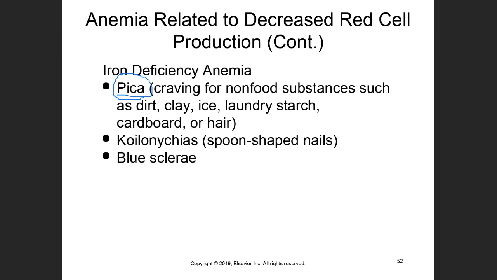Koilonychia is spoon-shaped nails. Those are the nails that bend in the front, and it's due to anemia, but most of the time it's due to hypoxemia, okay? With chronic conditions that produce hypoxemia, the patient develops this type of nail, okay? Blue sclera also could be present, but you have to be very careful. Blue sclera is extremely common in osteogenesis imperfecta.